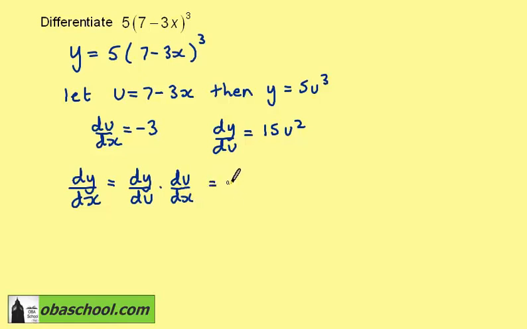This is 15u squared multiplied by minus 3. So we get minus 45u squared. And remember that u is 7 minus 3x.